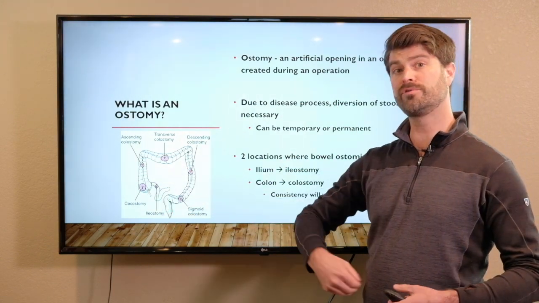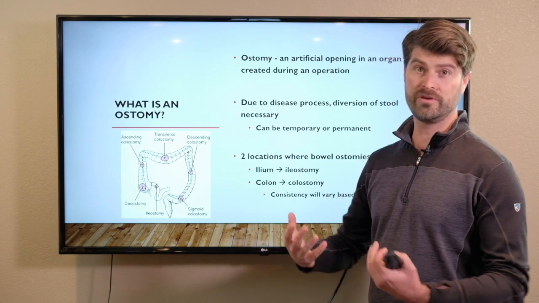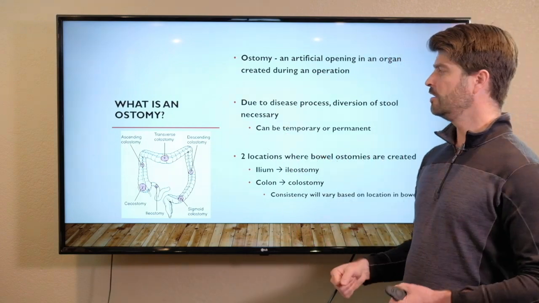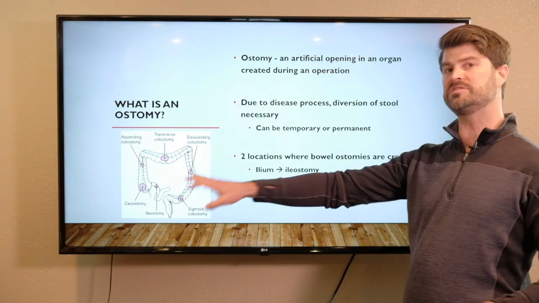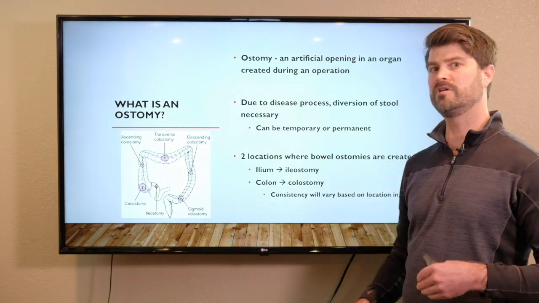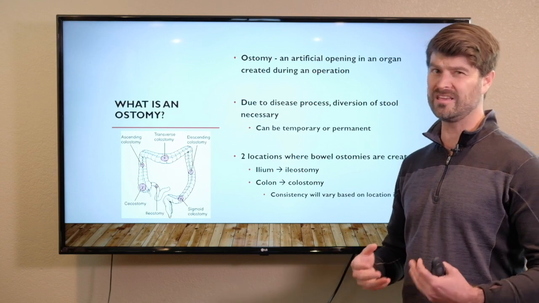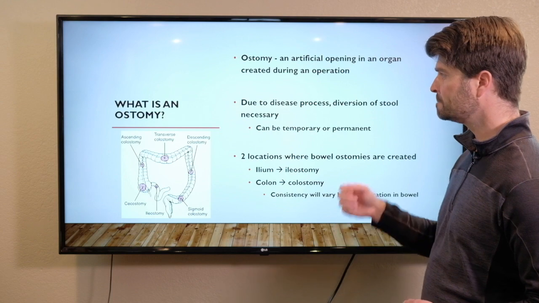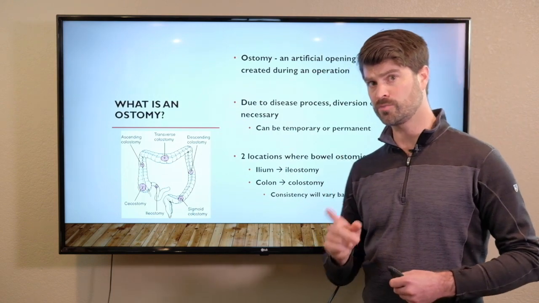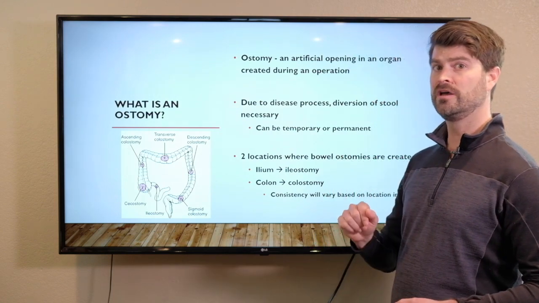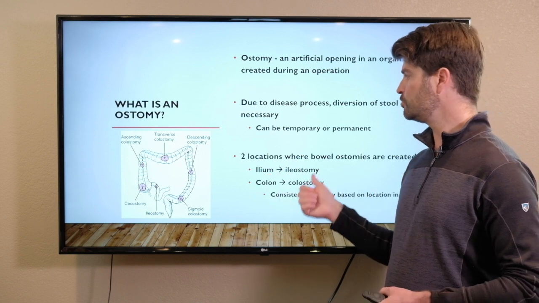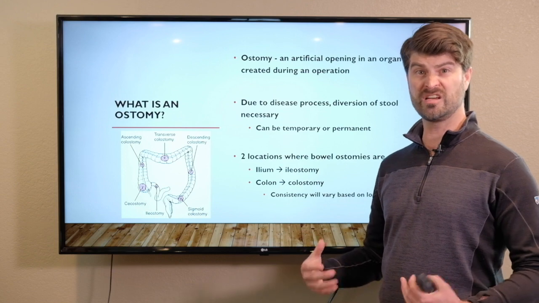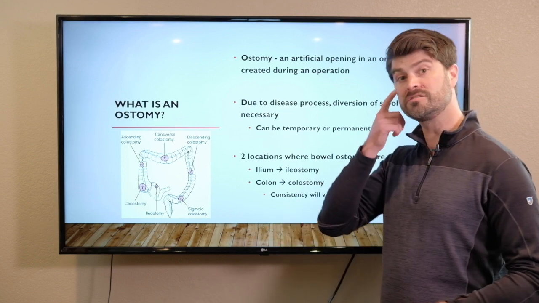Part of the bowel is pulled through to the surface of the skin, and we have diverted the way that stool moves through the body naturally. This can be either temporary or permanent, depending on the location and the etiology of the problem that required the ostomy to be placed. Two main areas where ostomies are placed on patients. One is the ileum, which we would call an ileostomy. The other is the colon or large intestine, where we would call a colostomy.